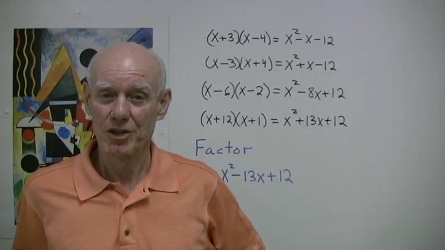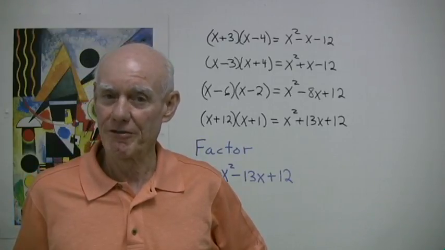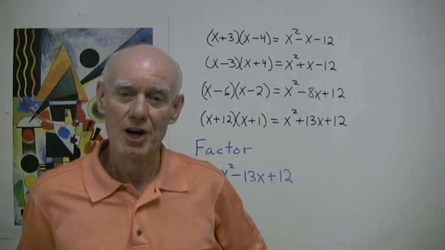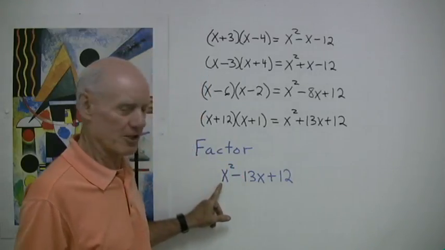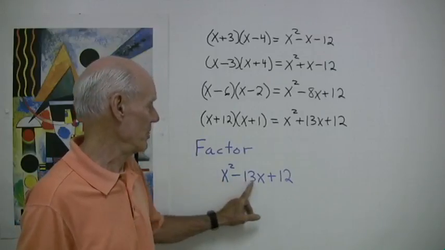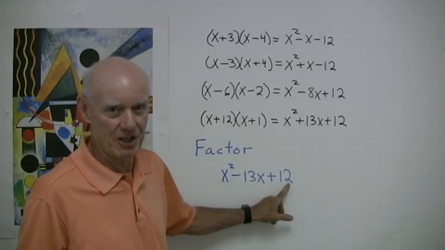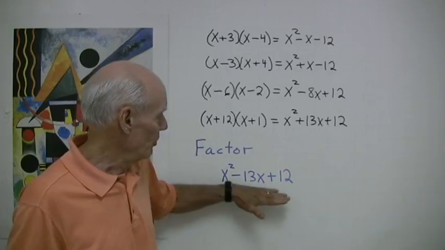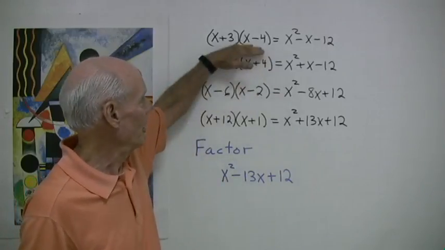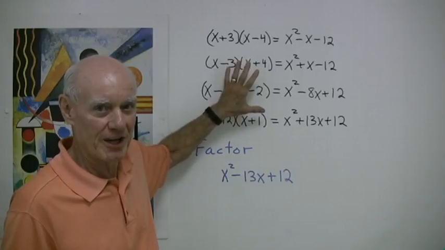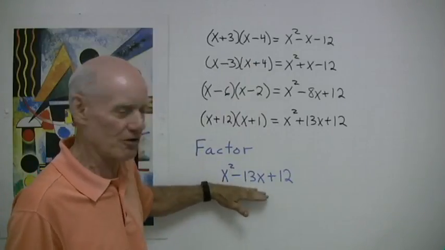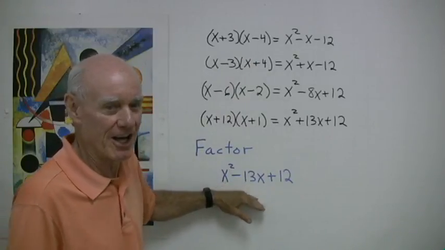Okay, in this lesson we're going to continue our work with factoring, and we're going to factor some trinomials where the leading coefficient is 1. So we're going to factor trinomials like this, where we have 1x squared, then something times x and a constant term. We'll be able to do this if we know how to multiply binomials this way. So the more experience we've had multiplying binomials, the easier it's going to be to do this kind of factoring.